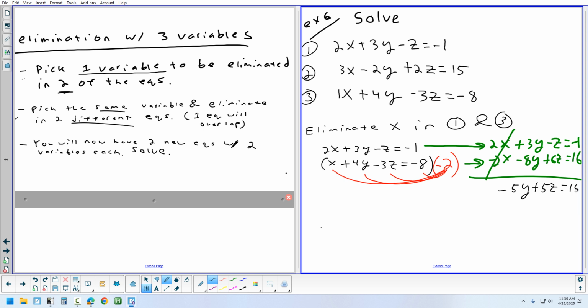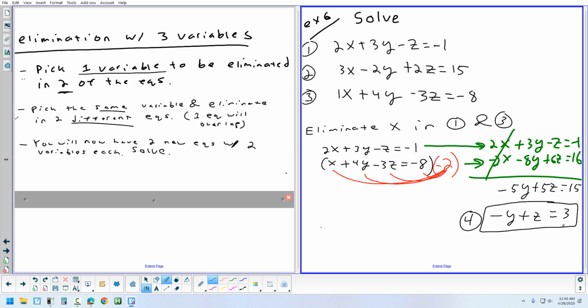Now, normally at that step we're done, but there is something that happened here. Every one of these numbers is a multiple of what? 5. So if we want to make this equation even simpler, we can divide everything by 5. Negative y plus z equals 3. You do not have to do that step, but it will make things a little easier. And I'm going to call that equation 4. So that's one of my new equations. Any question how we got there?